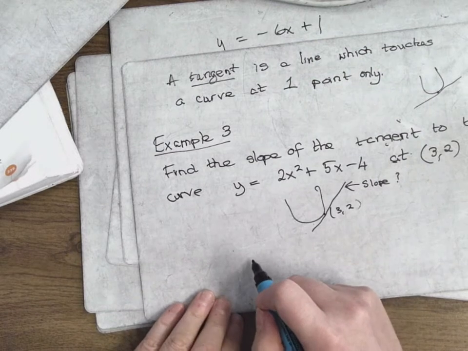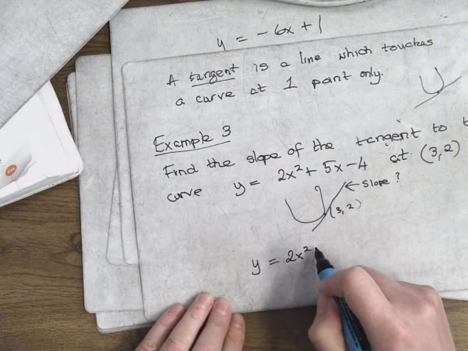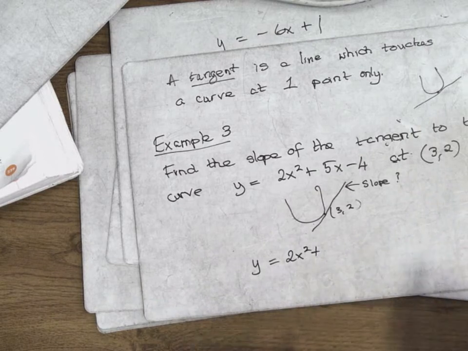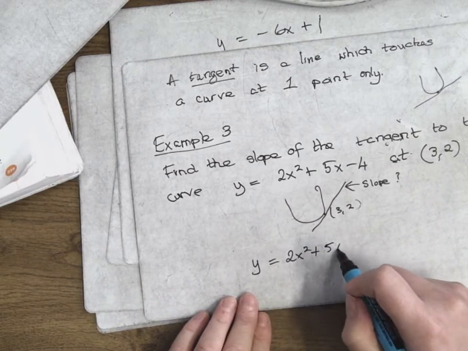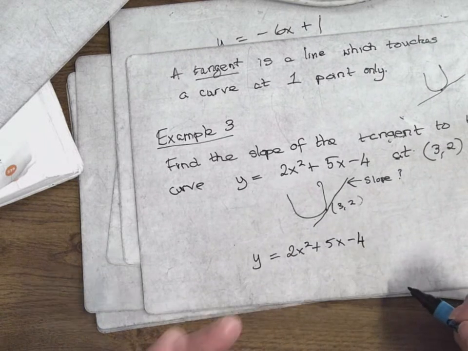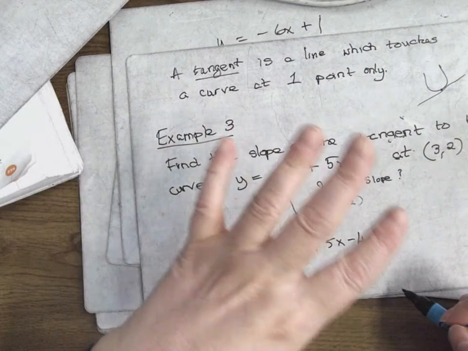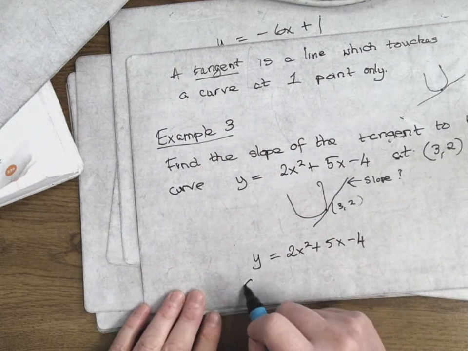So you take your curve y equals 2x squared plus 5x minus 4, okay? And you get dy/dx, because you know that the slope of the tangent to the curve is dy/dx, okay? So you get dy/dx.